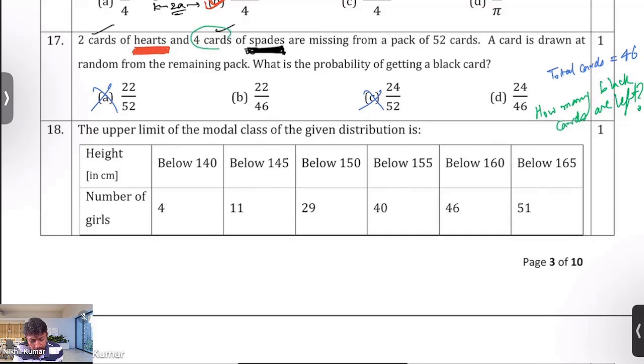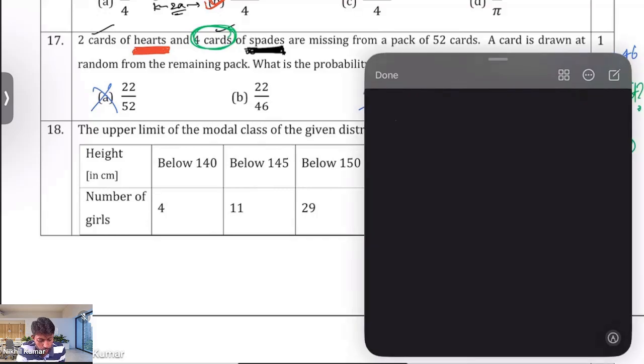4 black cards are missing, we see that. So this is equal to 26 minus 4, that is 22 black cards. These many black cards are there. So what's the probability then? Let's use this. Total cards is equal to 52 minus 2 plus 4, that is 46 cards, right?